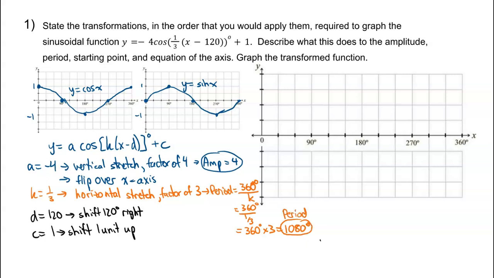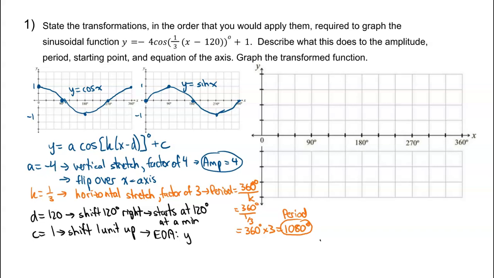And so now let's look at the starting point. Because it shifted 120 degrees to the right, what that means is that it's going to start at 120 degrees, but keep in mind it's flipped over the x-axis. It would normally start at a maximum, and so because of that, it's going to start at a minimum at 120 degrees. The last thing is the equation of the axis, and that comes from the c value that shifted it 1 unit up. The normal cosine function has an equation of the axis y equals 0.